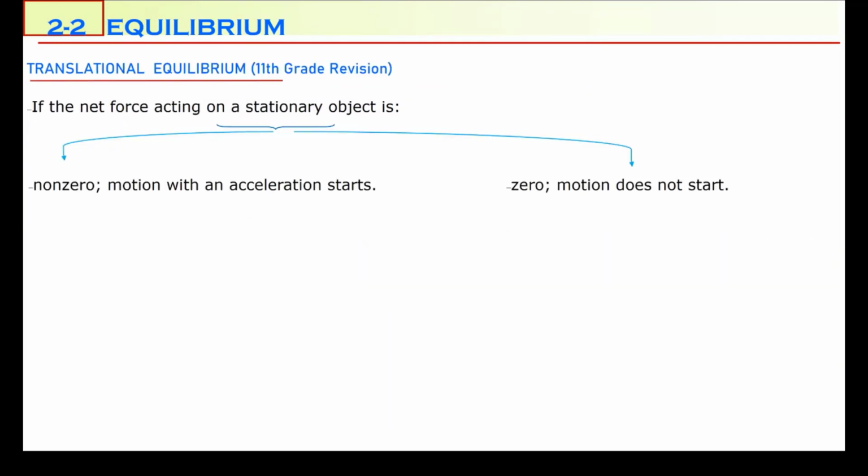Equilibrium. Translational equilibrium, you studied in the 11th grade, but maybe you didn't give it a name. Now, translational equilibrium: the net force acting on a stationary object is either zero or non-zero. Let's start with non-zero. If the net force acting on a stationary object is non-zero, motion with an acceleration will start. Non-zero force means there is some force. It is not equal to 0. In this case, the object will accelerate.